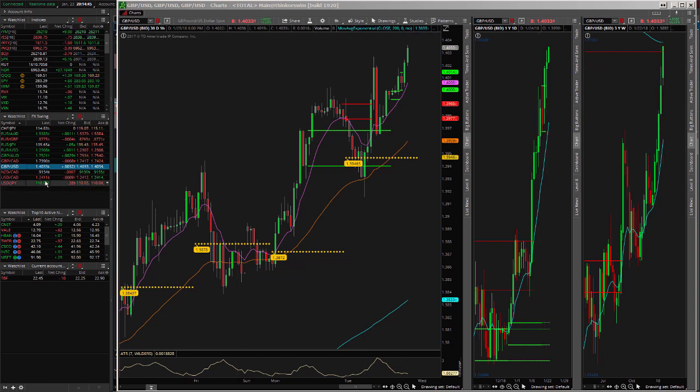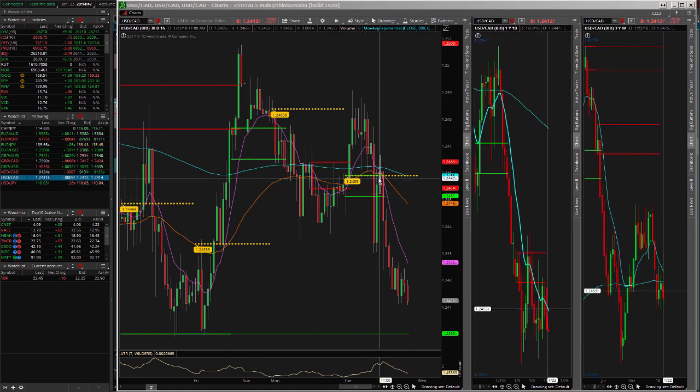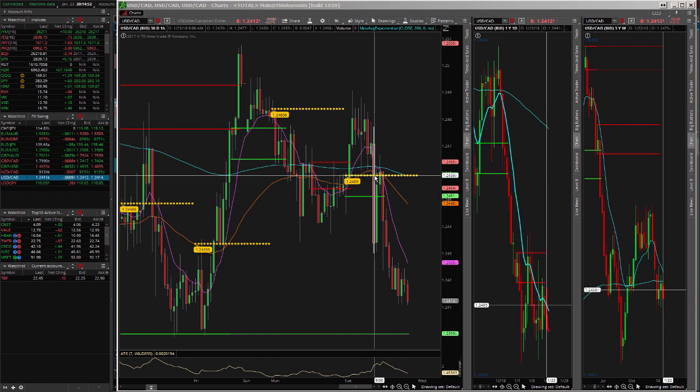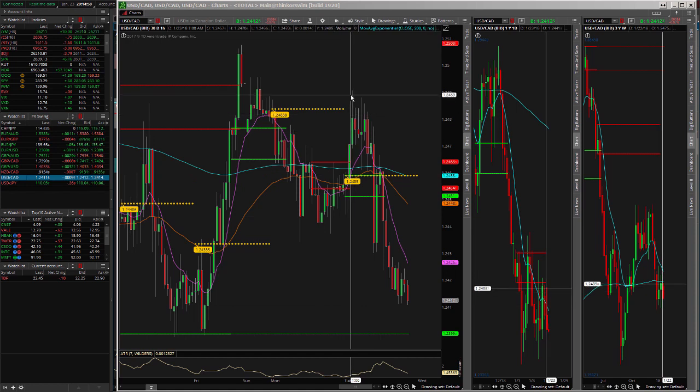Okay, and then finally the dollar CAD. Right here. And this one again is below the 10 period, both on the daily and the weekly, and trading into a sell zone on the daily.